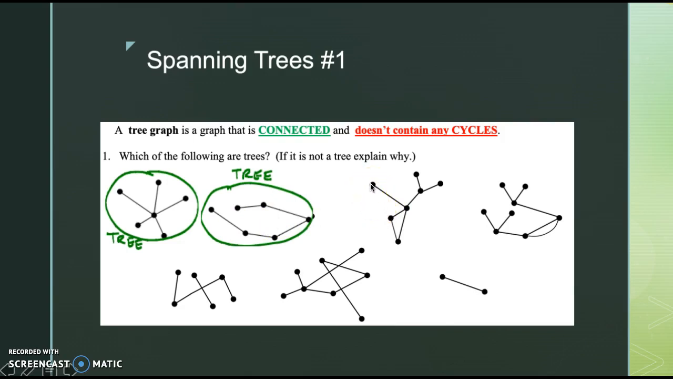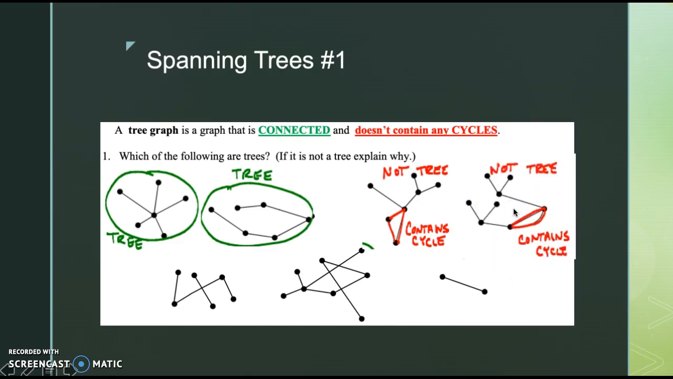Now we're going to move to this one. Now this one's a little more complicated. Let's see. These are connected. Looks like though we are going to have a cycle right here, because to get from this point and going back around, you'll have a cycle. It's sort of like how I explained this cycle was, except this cycle contains another additional point. So again, that one is not a tree graph, because it also contains a cycle.